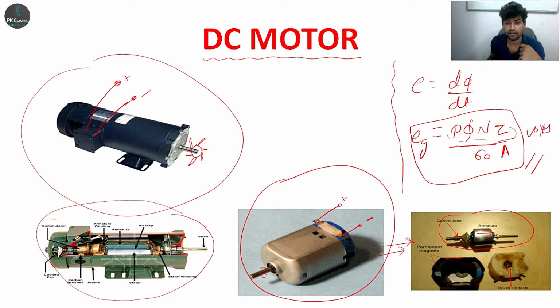So next is the commutator. The commutator gives current to the armature conductor. Next are the brushes. Brushes give current to the commutator. It is a one-to-one connection, right? Brushes contact the commutator, and the commutator is connected with the armature conductor.